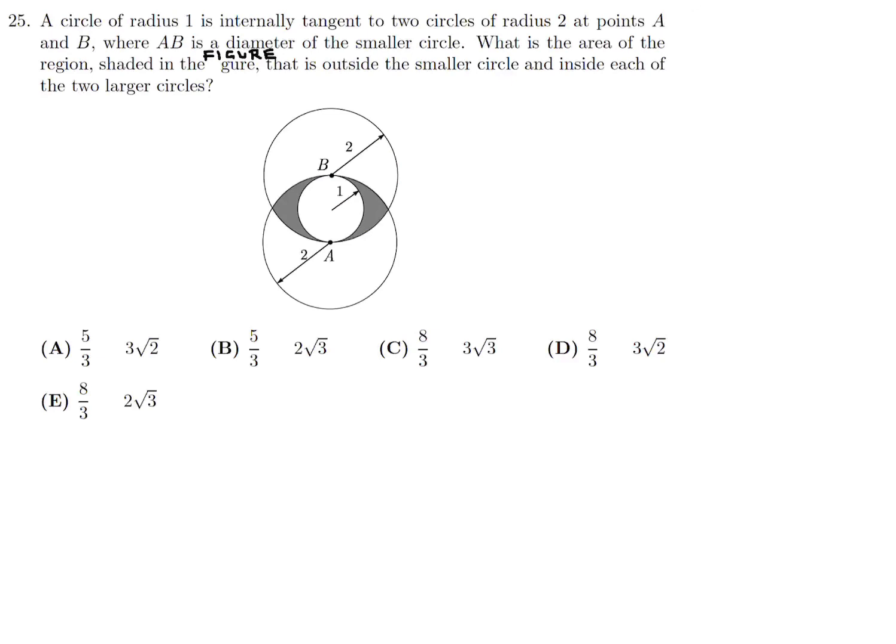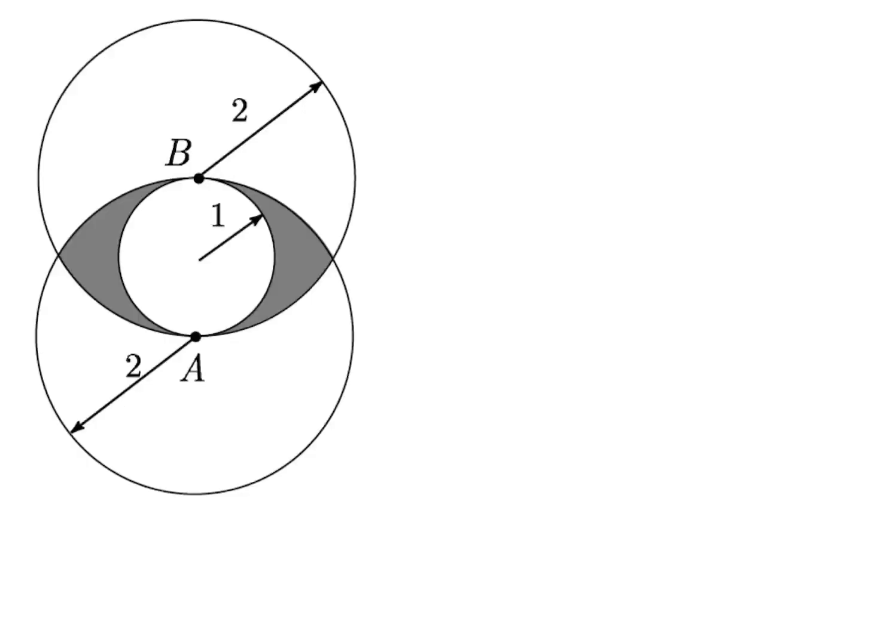A circle of radius 1 is internally tangent to two circles of radius 2 at points A and B, where AB is a diameter of the smaller circle. What is the area of the region shaded in the figure that is outside the smaller circle and inside each of the two larger circles? So this is our diagram, and we basically have to figure out the area of the shaded region.